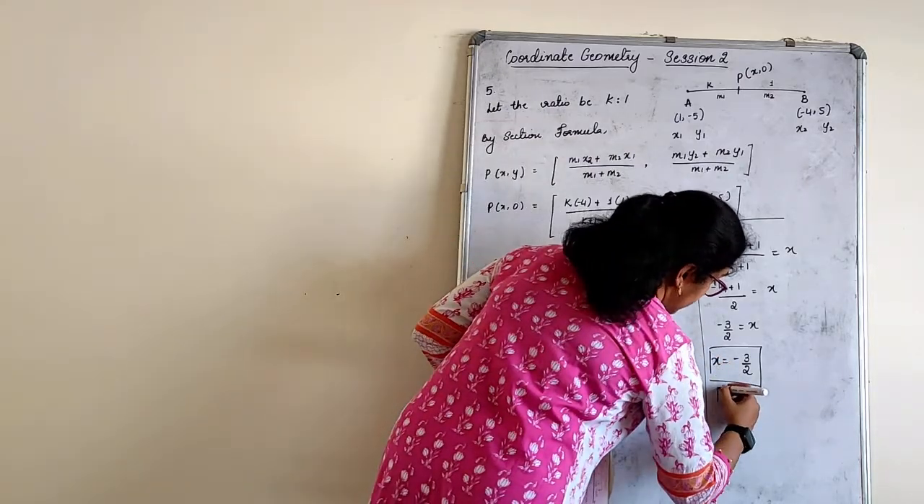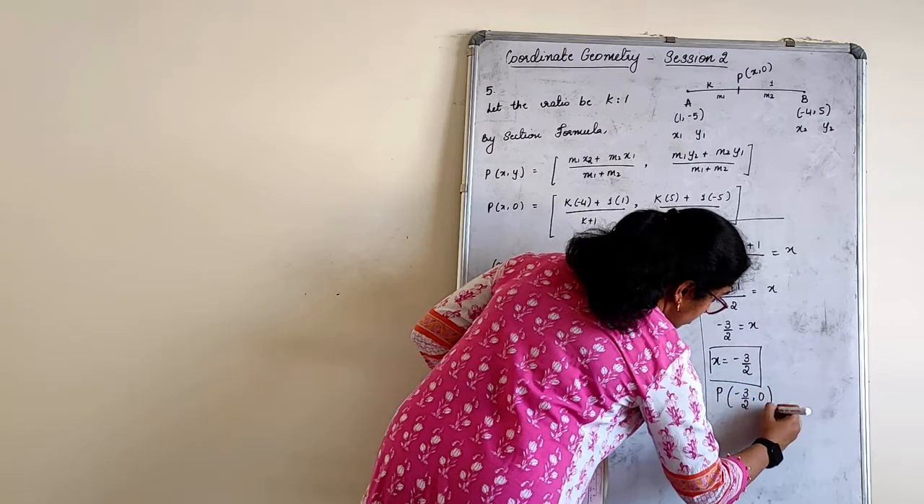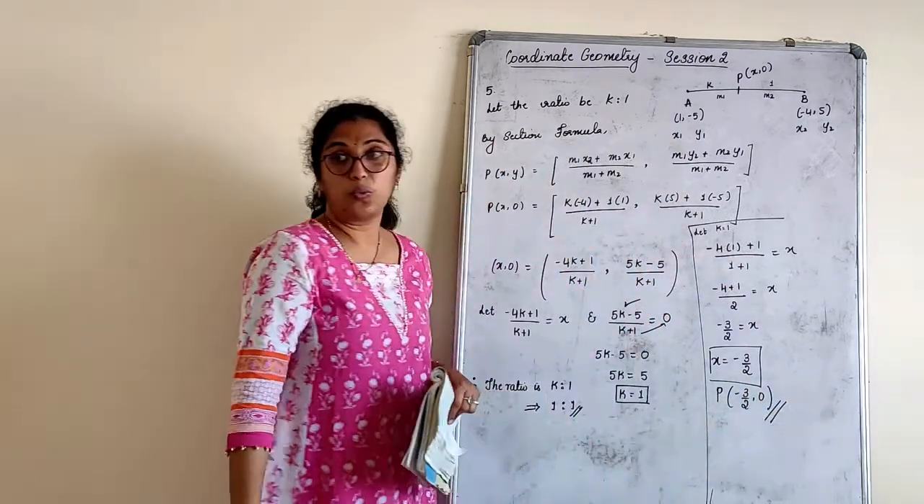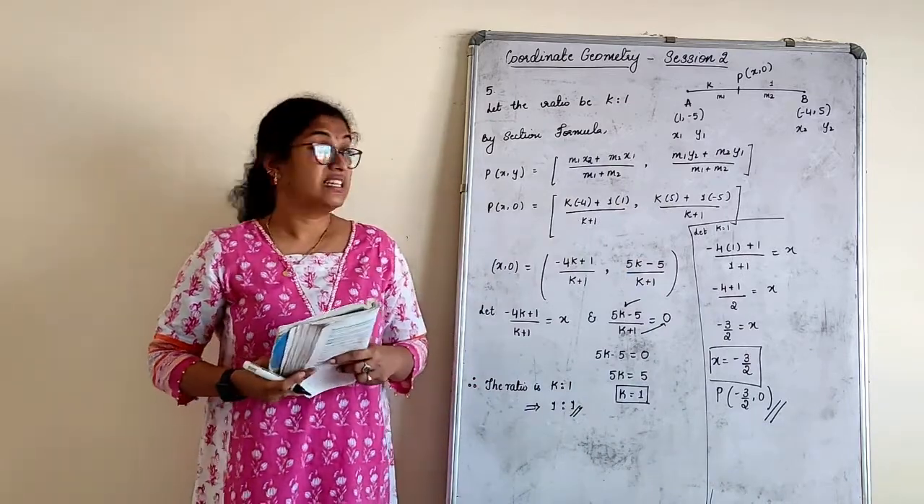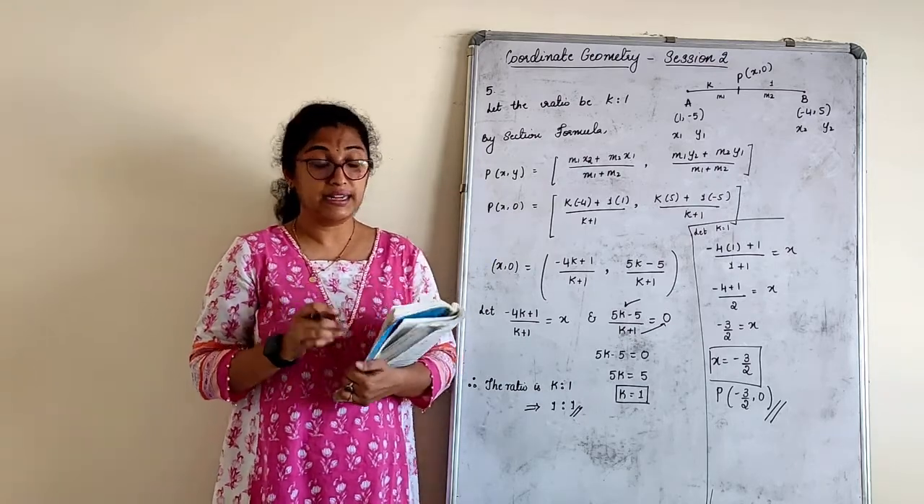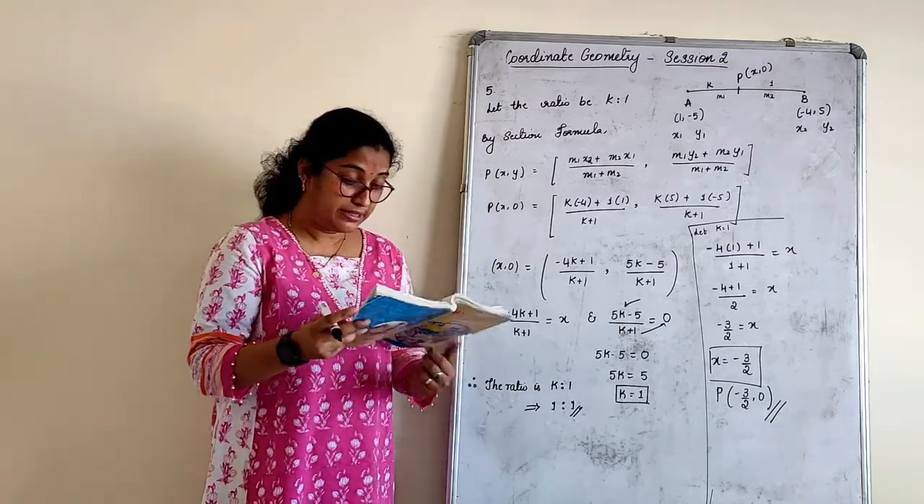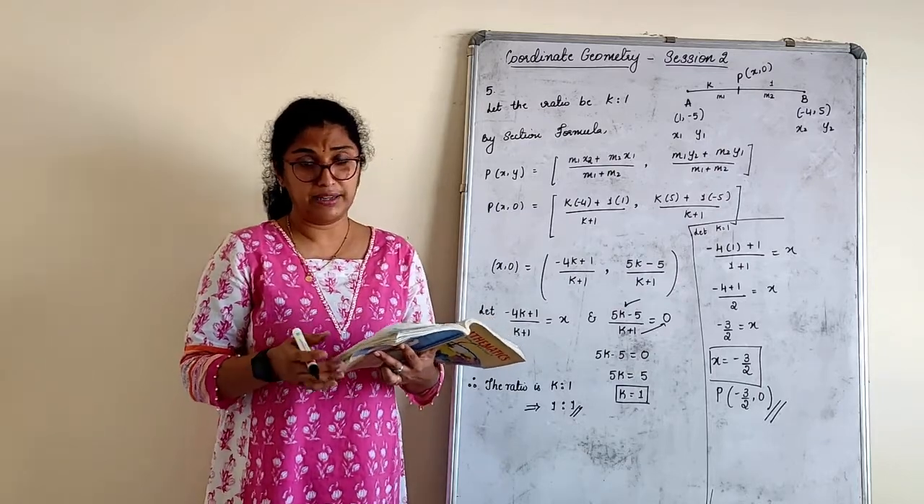So the coordinates of P are minus 3 by 2 comma 0. So this is the coordinate of x. Understood how to find? See, the numericals are simple only if you understand them. So we completed 5 sums. Remaining, there are 4 sums to be done.